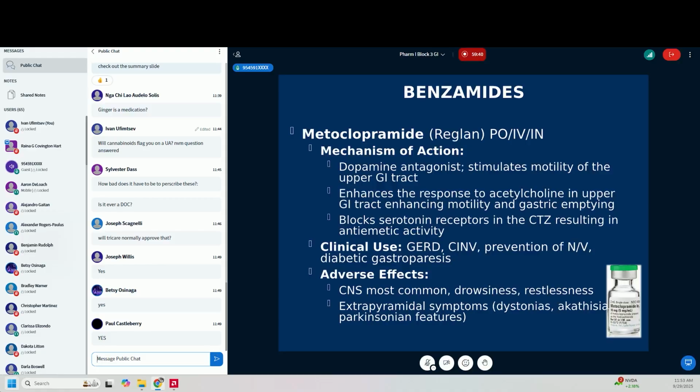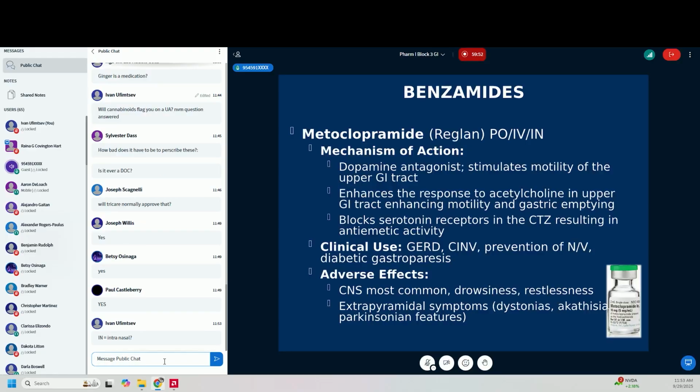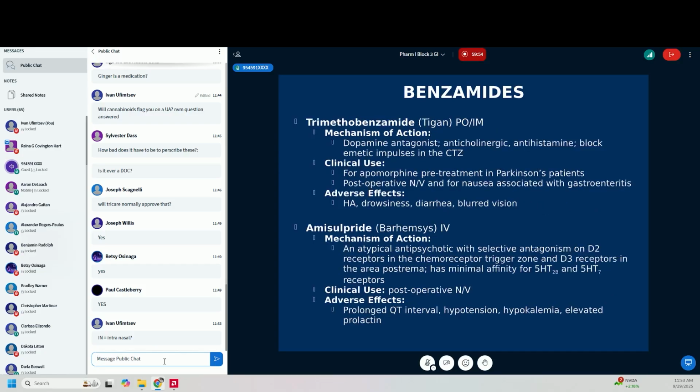Adverse effects, drowsiness, restlessness. So think about those CNS effects again, like we have so far, and then those EPS symptoms coming back again, okay? Because I'm looking at that dopamine activity. Anytime you see dopamine, think about EPS symptoms.